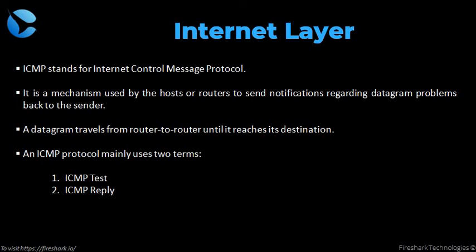The ICMP protocol mainly uses two terms. First, ICMP request, and then ICMP reply. The ICMP request is used to test whether the destination is reachable or not. The ICMP reply is used to check whether the destination is responding or not.